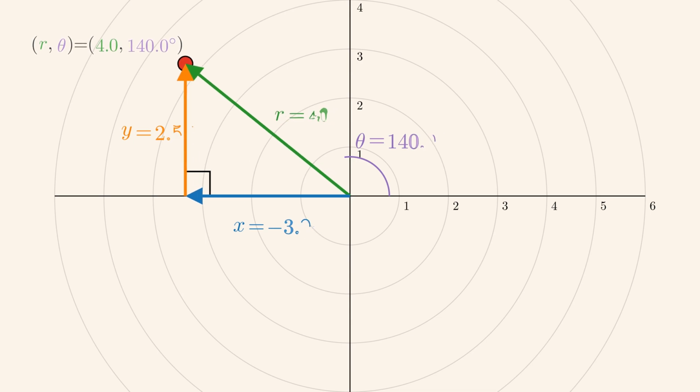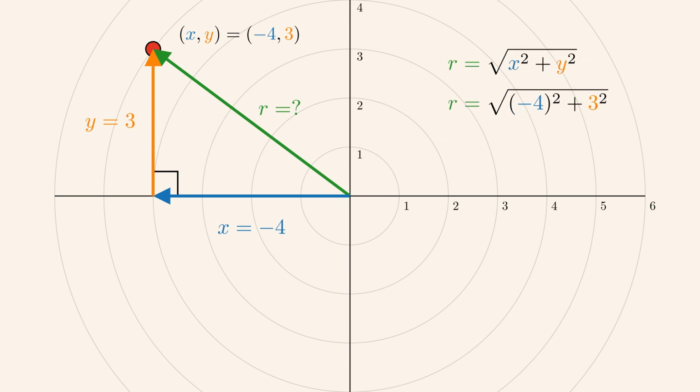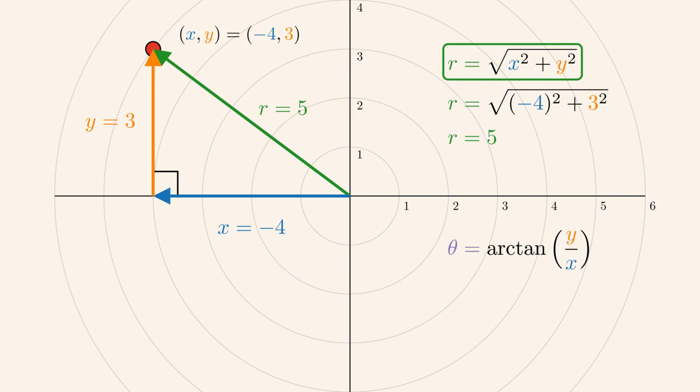But what if we had to convert from Cartesian to polar coordinates in the second quadrant? To find r, we apply the Pythagorean theorem. It doesn't matter which quadrant the point is in. This formula is universal, and you can always rely on it. To find the angle, we will use the inverse tangent formula from earlier in the video.